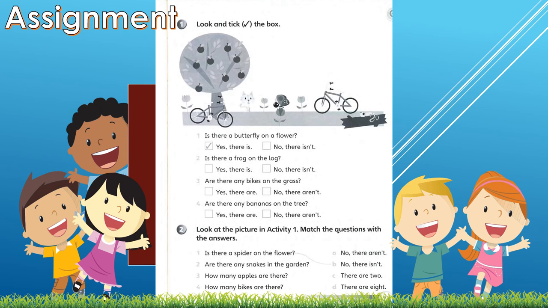Then, number two. Look at the picture in activity one. Then match the questions with the answers. Still the same picture up there. Is there a spider on the flower? Match it with the correct answer. What do you think is the correct answer? It's one. So the answer will have a there is or isn't. So the answer is no, there isn't. Is there a spider on the flower? No, there isn't. So now do the rest of the three sentences.